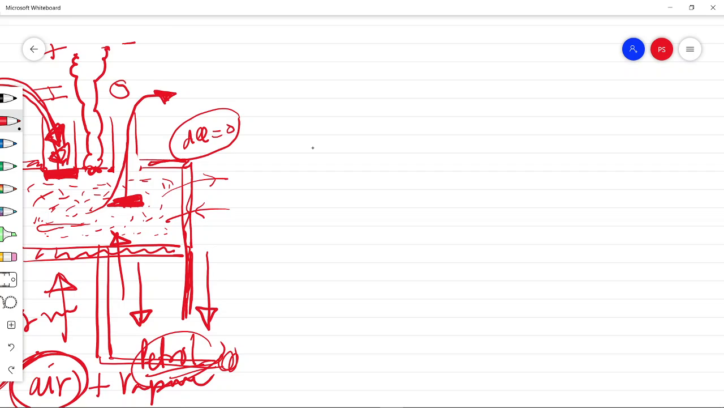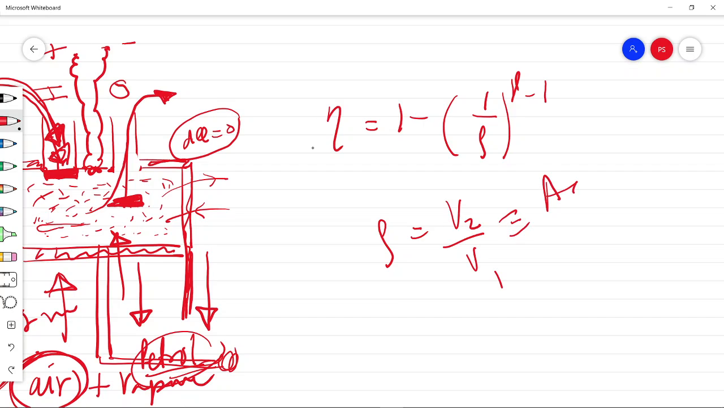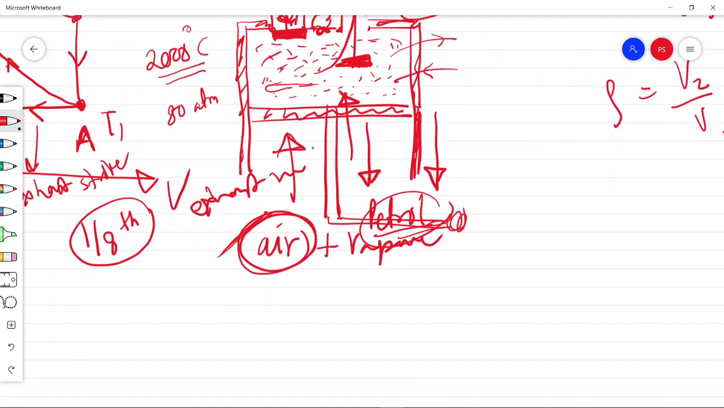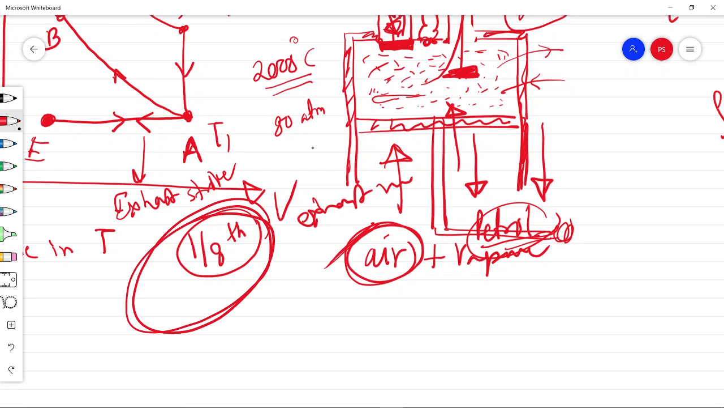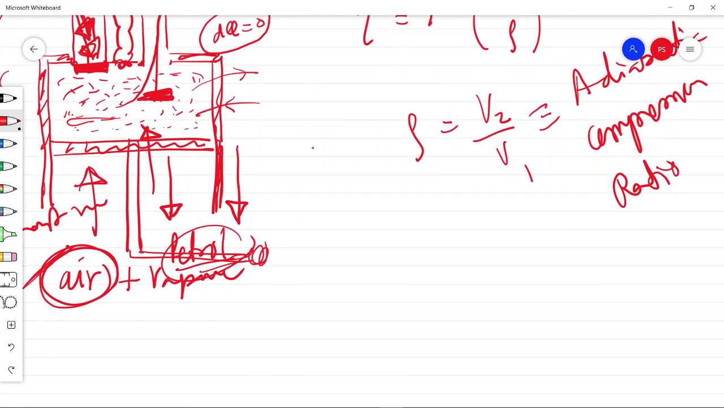Efficiency eta is given by 1 minus 1 by rho raised to gamma minus 1, where rho is nothing but V2 by V1, which is the adiabatic compression ratio. That is the ratio which we have discussed here, that the volume is getting compressed, or the gas is getting compressed by a factor of 1/8. So this is that factor. So adiabatic compression ratio is typically 8 for a petrol engine.